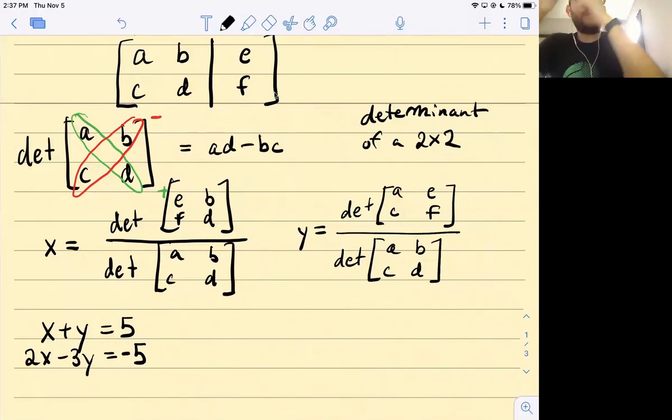And hopefully, as you're seeing this, you see that there's quite a bit of depth happening behind the scenes here. Like, why do the answers come out as a ratio of determinants?